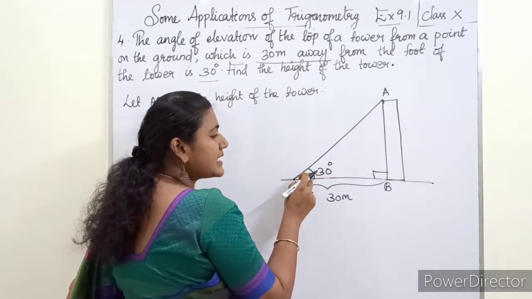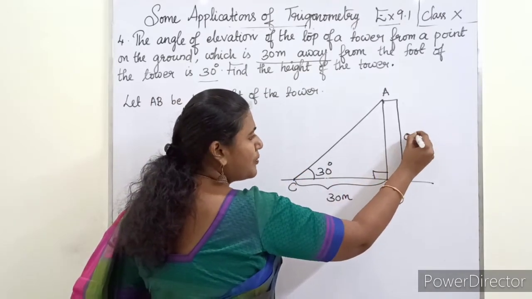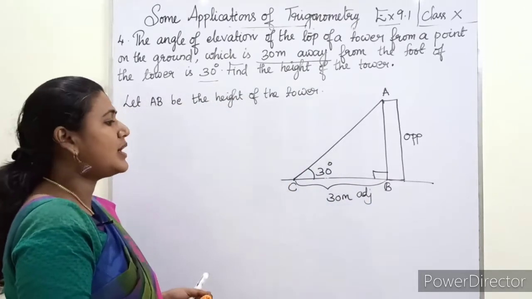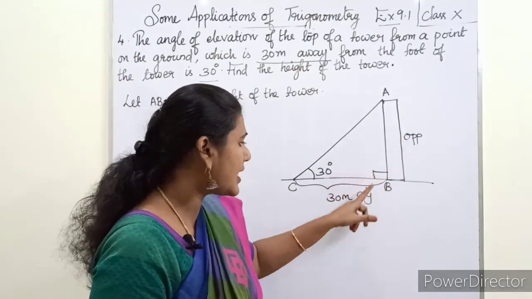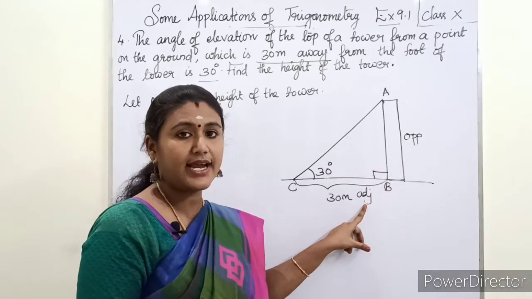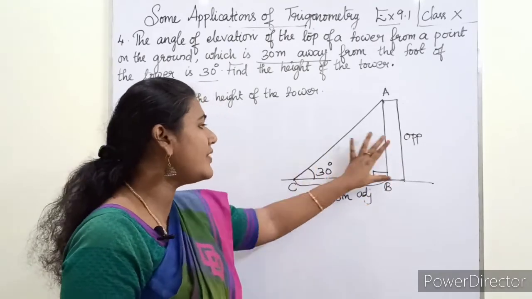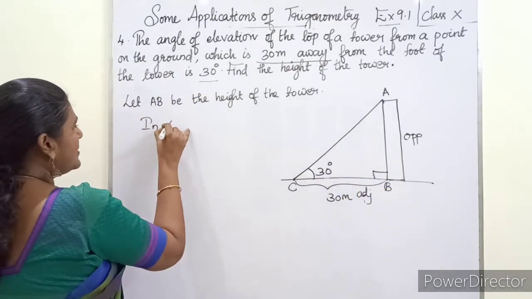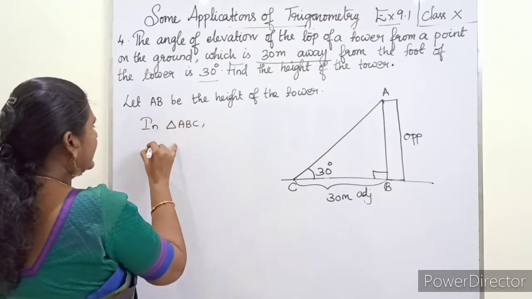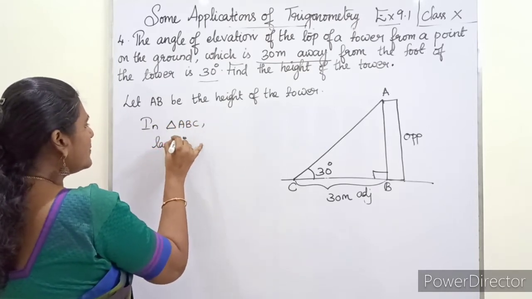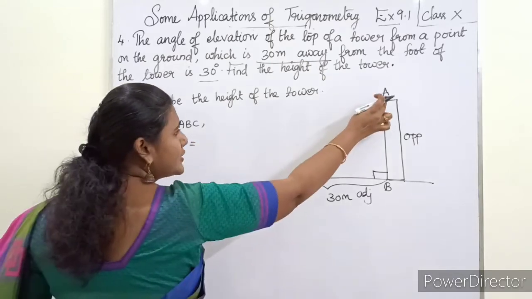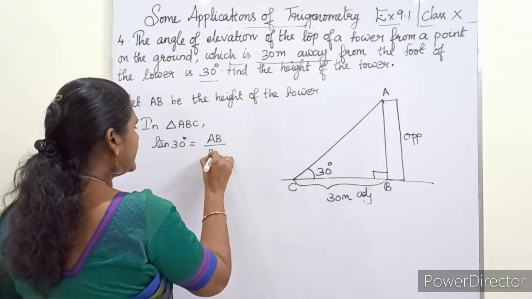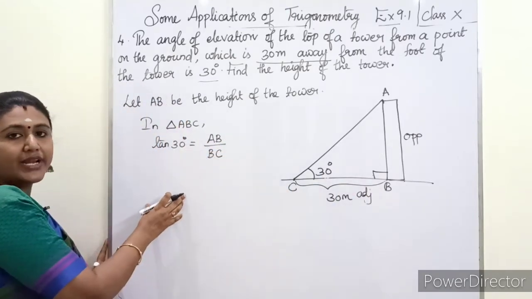With respect to this angle 30 degree, this side is opposite side and the side which is given is the adjacent side. So what is the ratio connecting opposite side and adjacent side? Tan ratio. Yes, so here we will use tan ratio, trigonometric ratio. So in triangle ABC, tan 30 degree is equal to opposite side AB by adjacent side, that is BC.